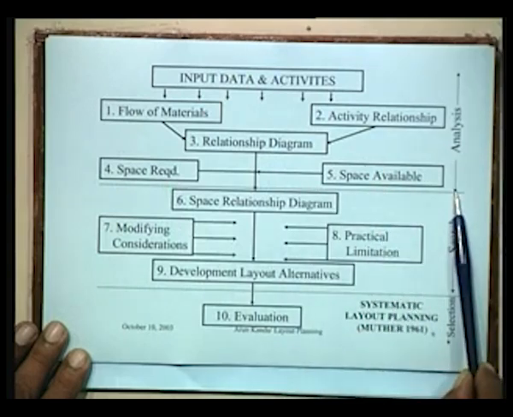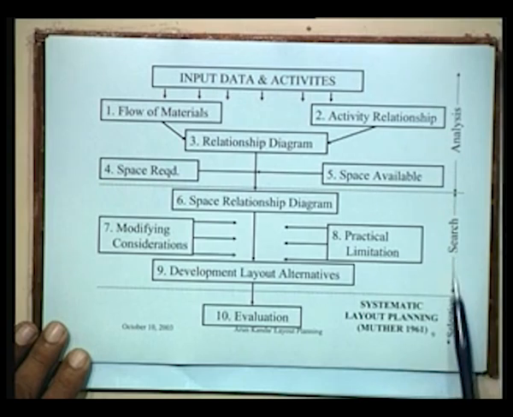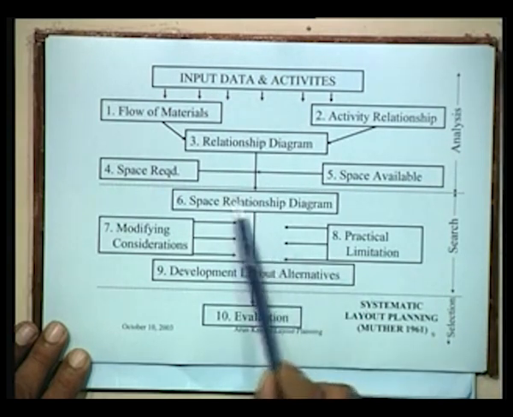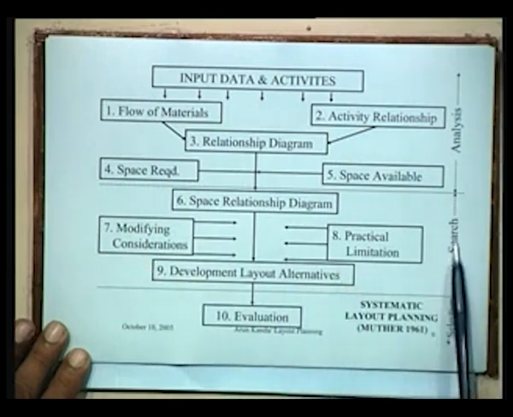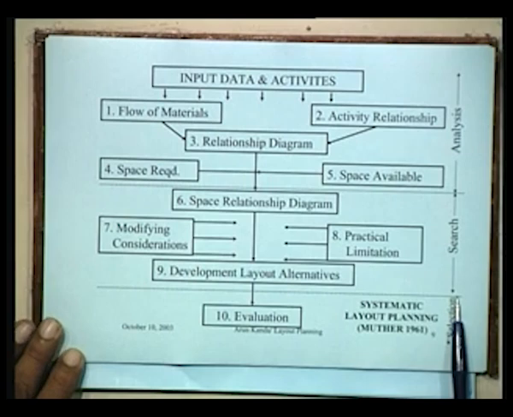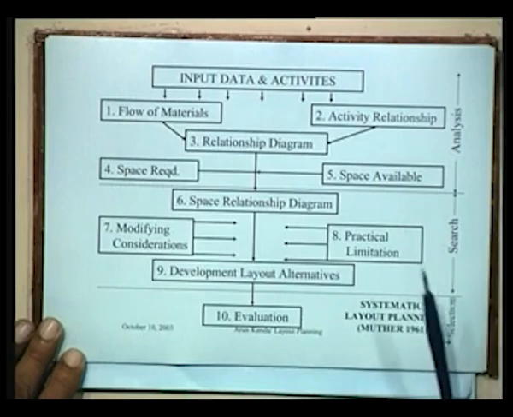And once the analysis part is over, you look for a search for the solutions. So from the space relationship diagram, you are developing layout alternatives. So you are searching for alternative solutions, and then once you have developed these solutions, you have to identify which is the best. So it is the selection of these solutions. So analysis, followed by search, followed by selection is the general order of this particular algorithm.